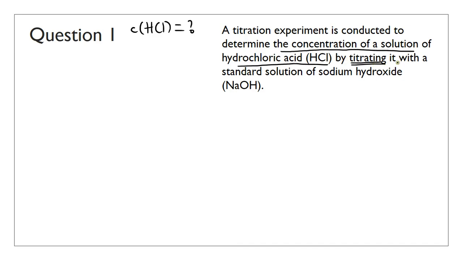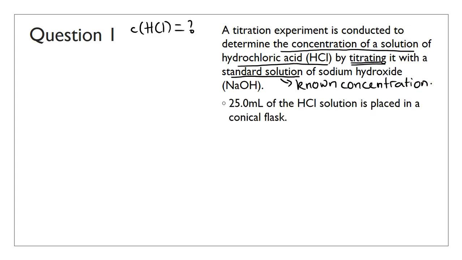So by titrating it with a standard solution, now if they say standard solution of sodium hydroxide, that implies that you know the concentration of sodium hydroxide, so known concentration. A standard solution is a solution of known concentration. So I know the concentration of sodium hydroxide, and I need to conduct an experiment to determine the concentration of hydrochloric acid. Okay, so the steps of the experiment are also given here.